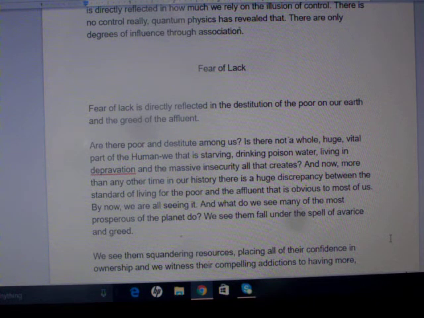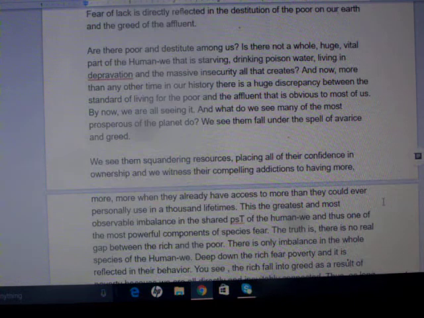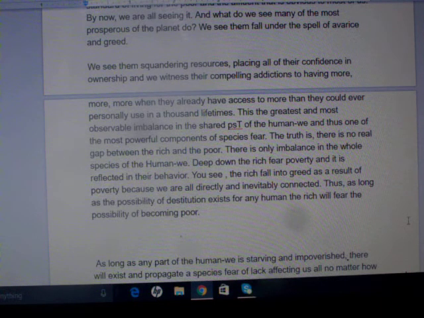And what do we see many of the most prosperous of the planet do? We see them fall under the spell of avarice and greed. We see them squandering resources, placing all of their confidence in ownership, and we witness their compelling addictions to having more, when they already have access to more than they could ever personally use in 1,000 lifetimes. This is the greatest and most observable imbalance in the shared psyche of the human we, and thus one of the most powerful components of species fear.